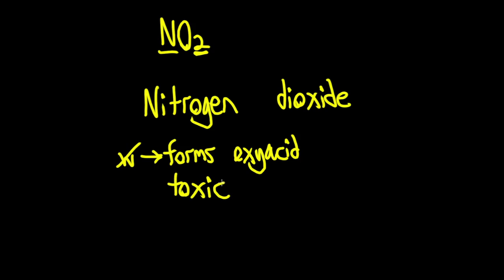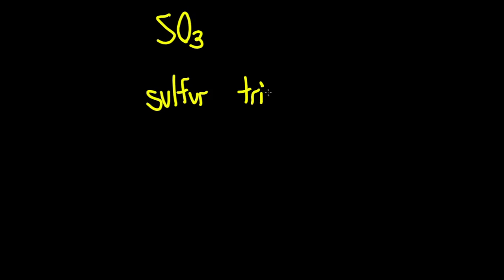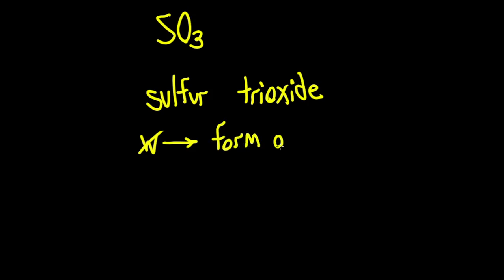Okay, let's do another one. Alright, so I have sulfur, which only has 1 atom, and because I have 3 oxygens, I'm going to call this trioxide. Sulfur trioxide. Again, I add water to it, and I form oxyacids, and it's toxic.